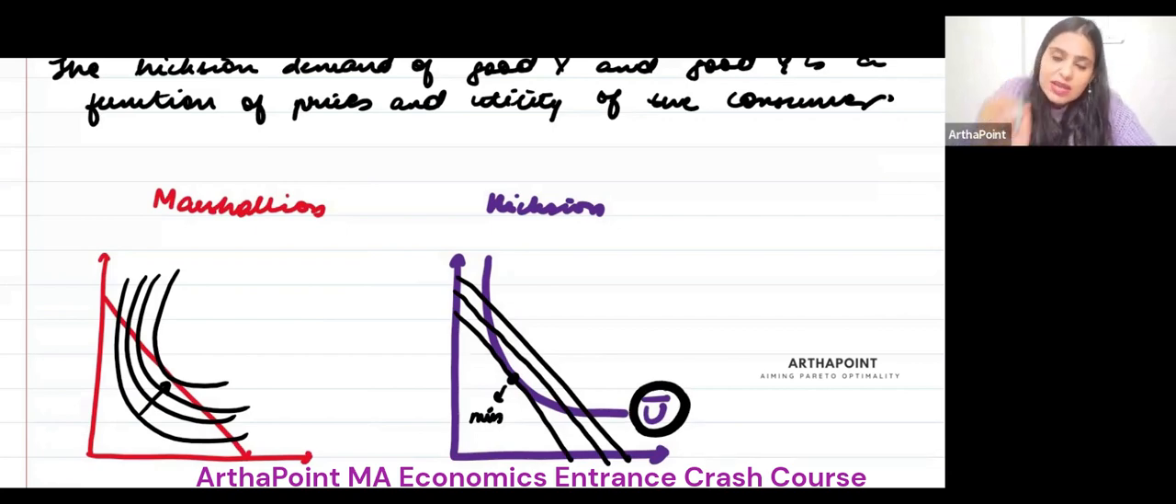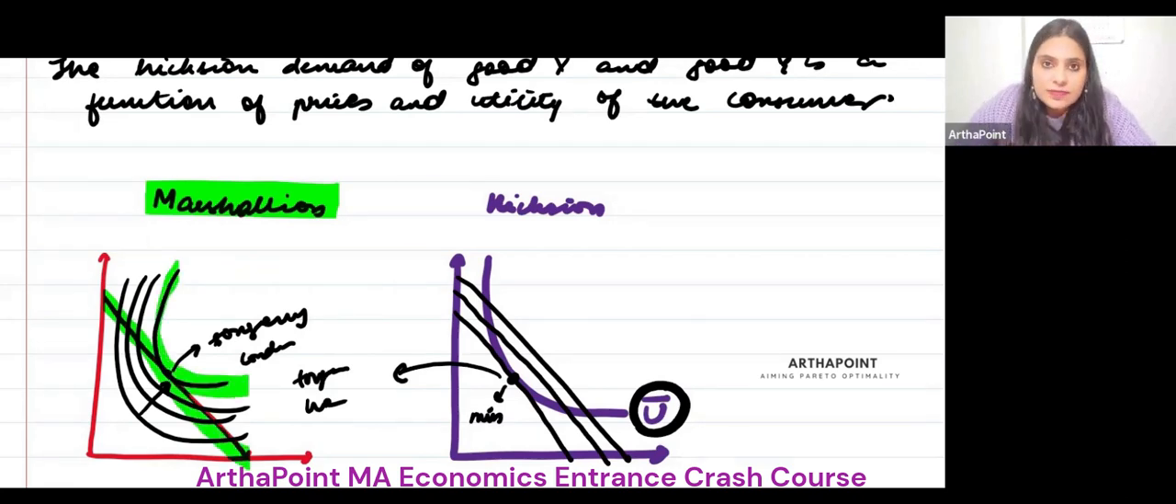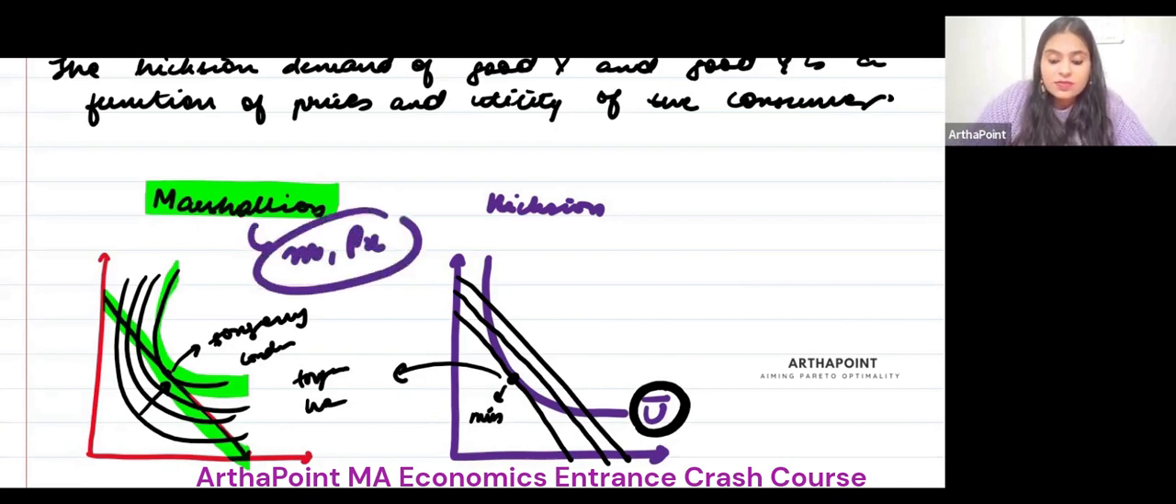Both of them reach the same conclusion. Both of them will reach the same tangency condition, tangency condition here and tangency condition here. But in Marshallian, we are given one income level and we want to reach the highest possible utility, highest possible IC. That is why it is a function of income and prices. And here we are given one level of utility and we want to achieve it in the minimum money possible, in the minimum expenditure possible.